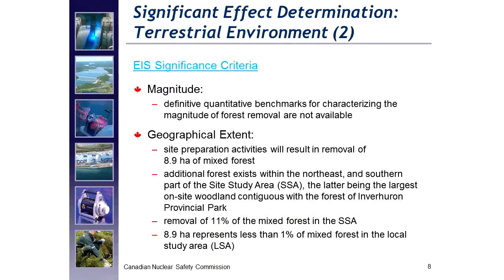Within the site study area, or SSA, additional forests exist to the northeast and also to the south, which is where the largest on-site woodlands are located and which are contiguous with the forests of Inverhuron Provincial Park. Considering these additional forests, the 8.9 hectares amounts to approximately 11% of the mixed forest in the site study area. Also, primarily due to forest to the north of the site, including McGregor Point Provincial Park, the amount to be cleared represents less than 1% of the woodland in the local study area, or LSA.